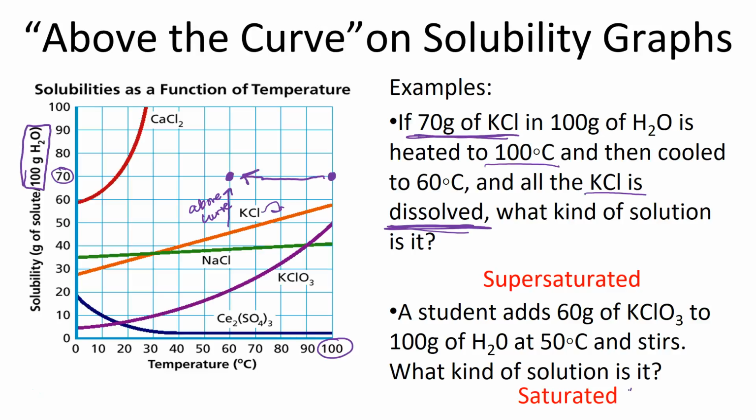Now, while I accidentally gave you the answer here for this one, let's go through why saturated is the answer. It says a student adds 60 grams of KClO3 to 100 grams of water at 50 degrees Celsius and stirs. So if we have 60 grams at 50 degrees, that would be a dot right around here. Well, that is above my curve because KClO3 is referring to this purple line here. It's way above my curve. And they say that she just stirs. There's no mention of heating it up and then cooling it down or whether or not it all dissolves. So the only thing you can assume is that it is a saturated solution.